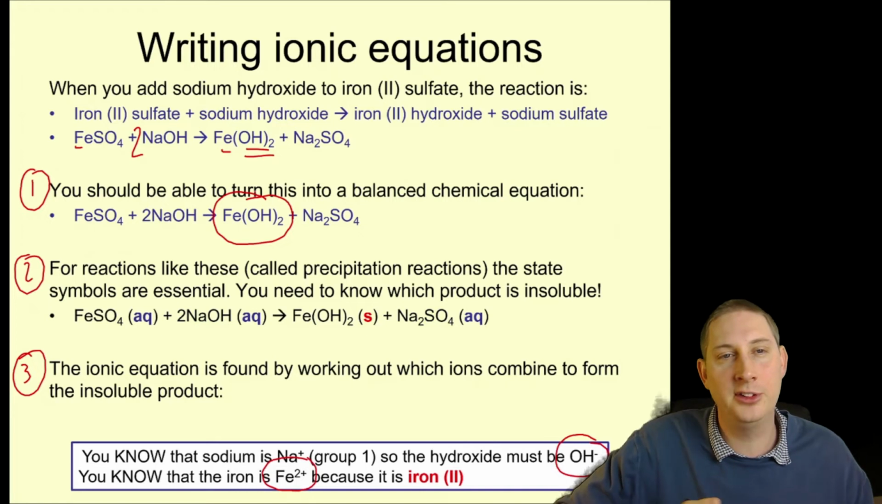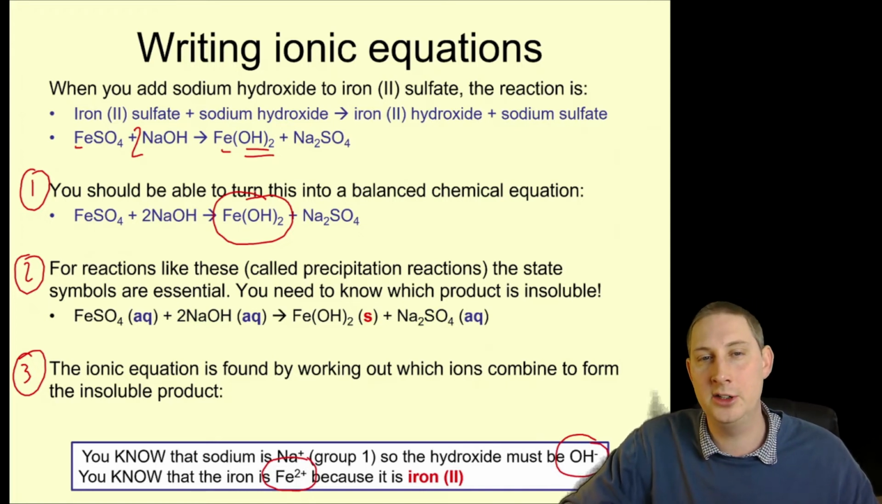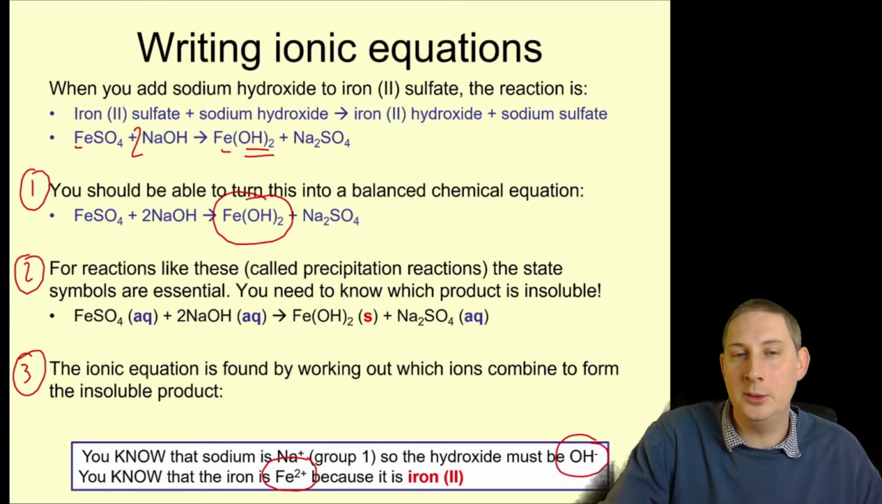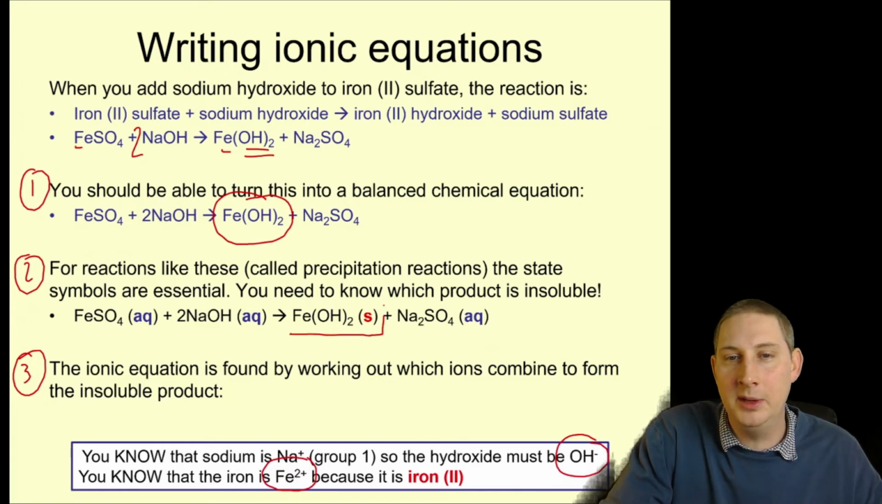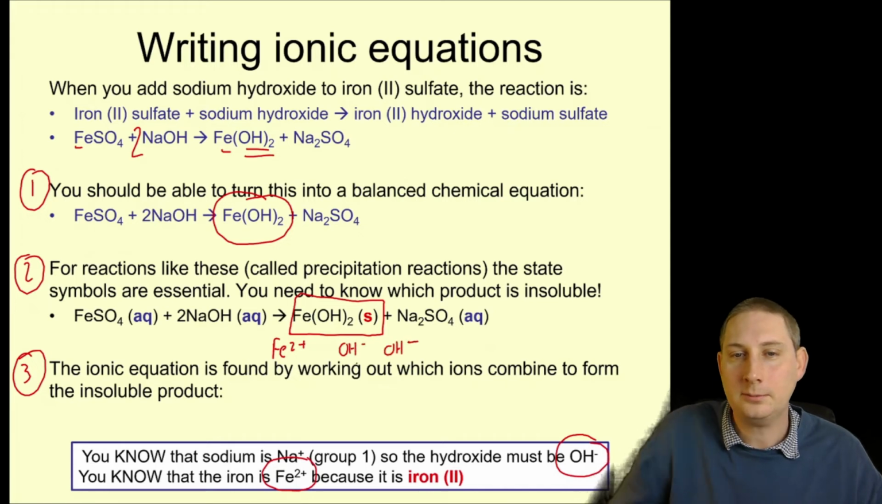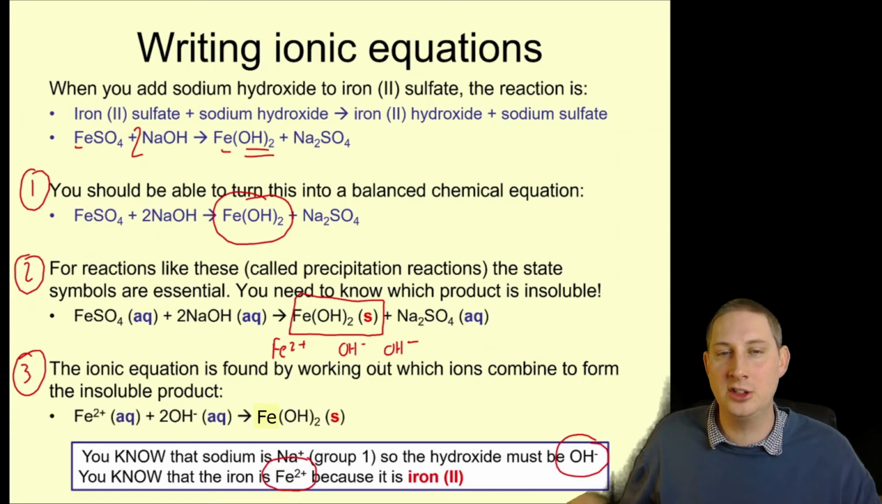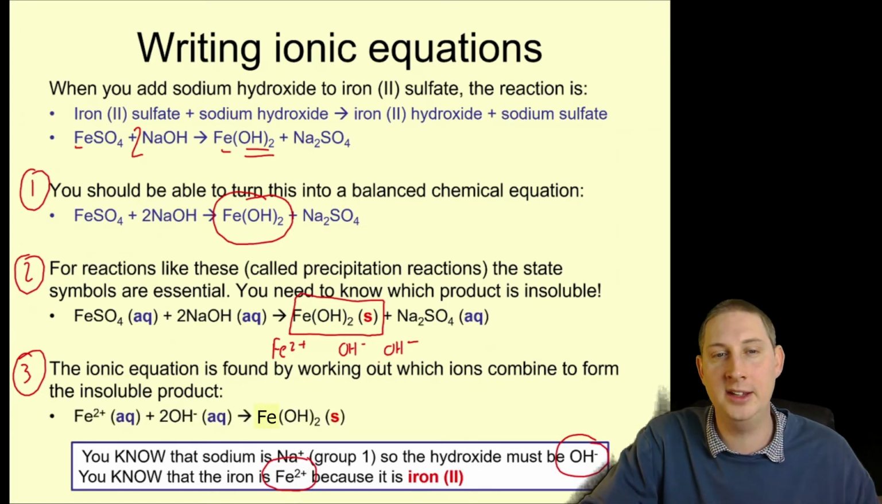So adding the state symbols, iron sulfate was a solution, it's soluble. Sodium hydroxide is soluble. As we said on the previous slide, sodium sulfate is soluble, iron hydroxide is not. So in order to work out what the final ionic equation is, you just need to be able to tell me what ions are in iron hydroxide. Well, the iron is Fe2 plus, and there are 2 OH minus ions. So the overall ionic equation: Fe2 plus aqueous plus 2 OH minus aqueous, forming Fe(OH)2 solid.